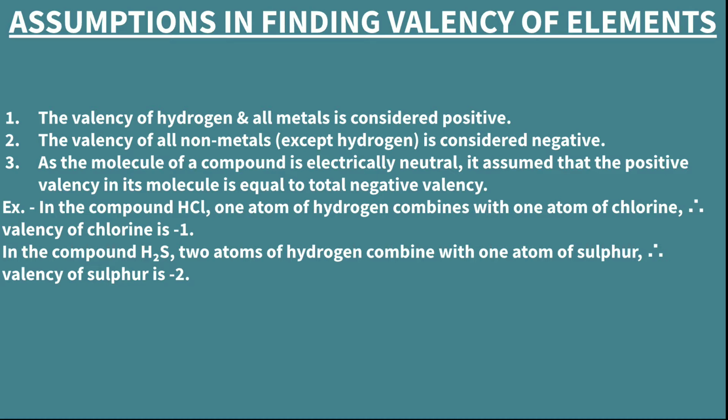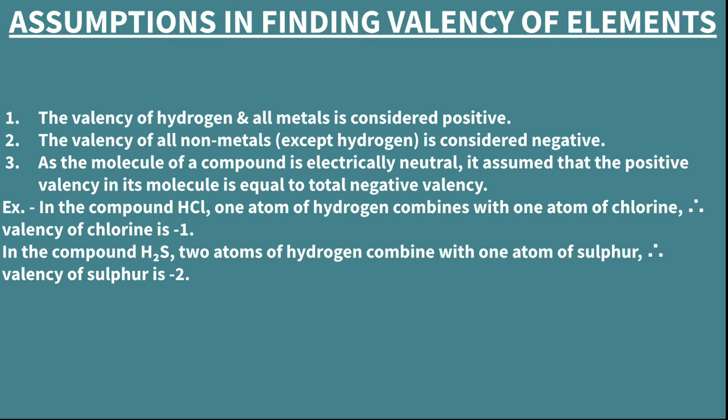As the molecule of a compound is electrically neutral, it is assumed that the positive valency in its molecule is equal to the total negative valency. When it is considered as a molecule, it is electrically neutral. So the valency which is positive in the molecule is equal to its negative valency. That's why positive and negative becomes neutral. How much negative valency is there, that much positive valency is also present in the molecule. Therefore, it becomes electrically neutral when it is considered as a whole.